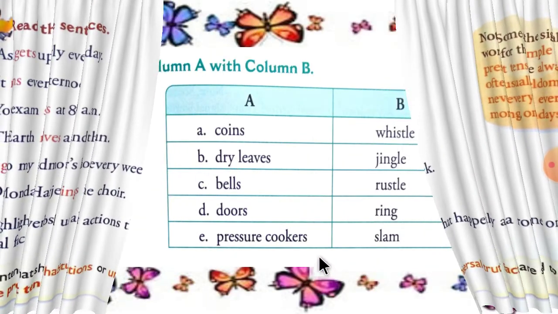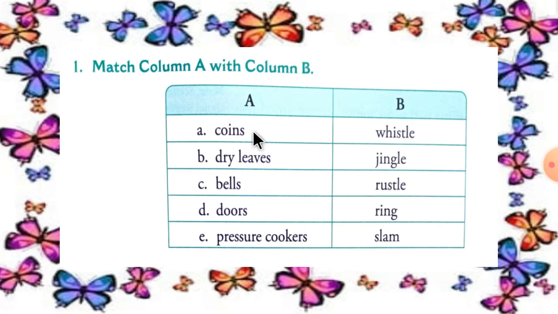Now let's see exercise A. Match column A with column B. So first let's see which options are given in column A. Coins, dry leaves, bells, doors, pressure cookers.